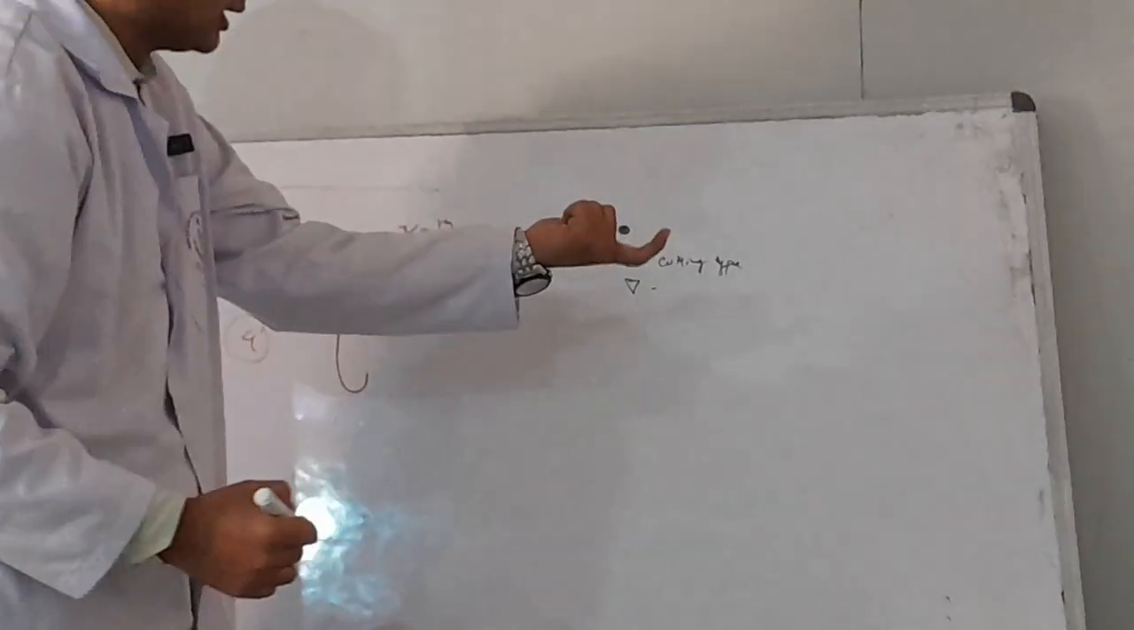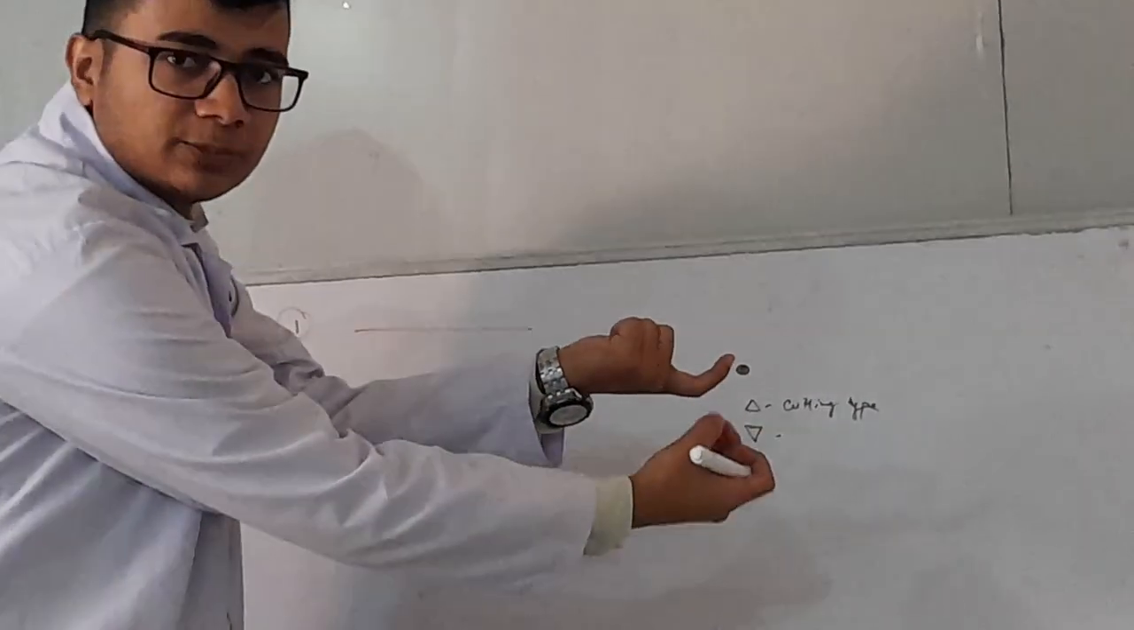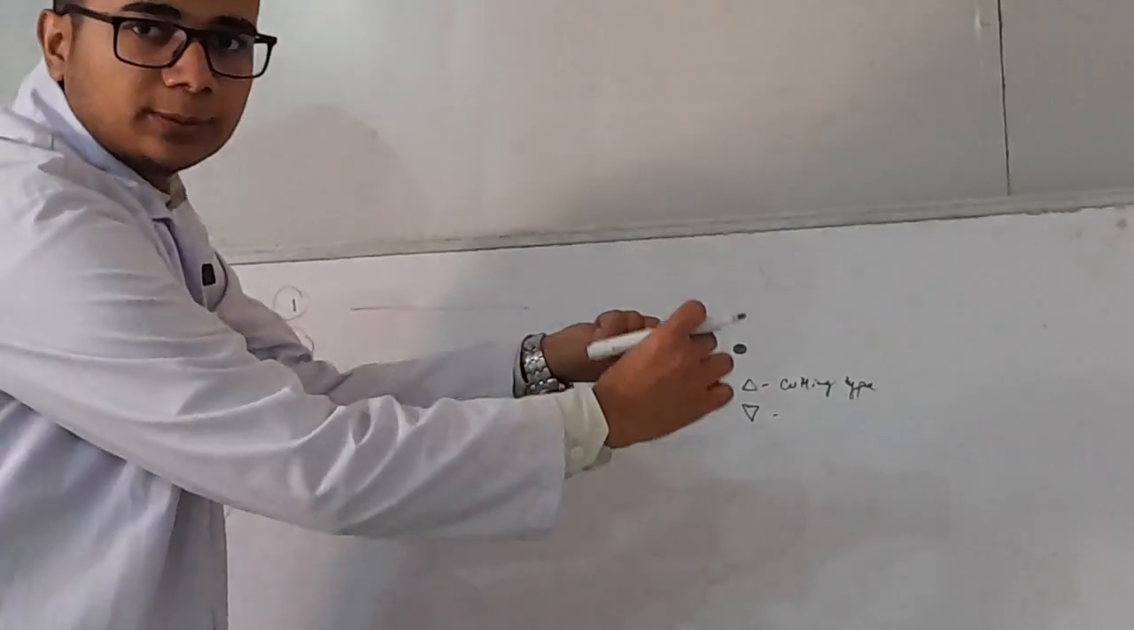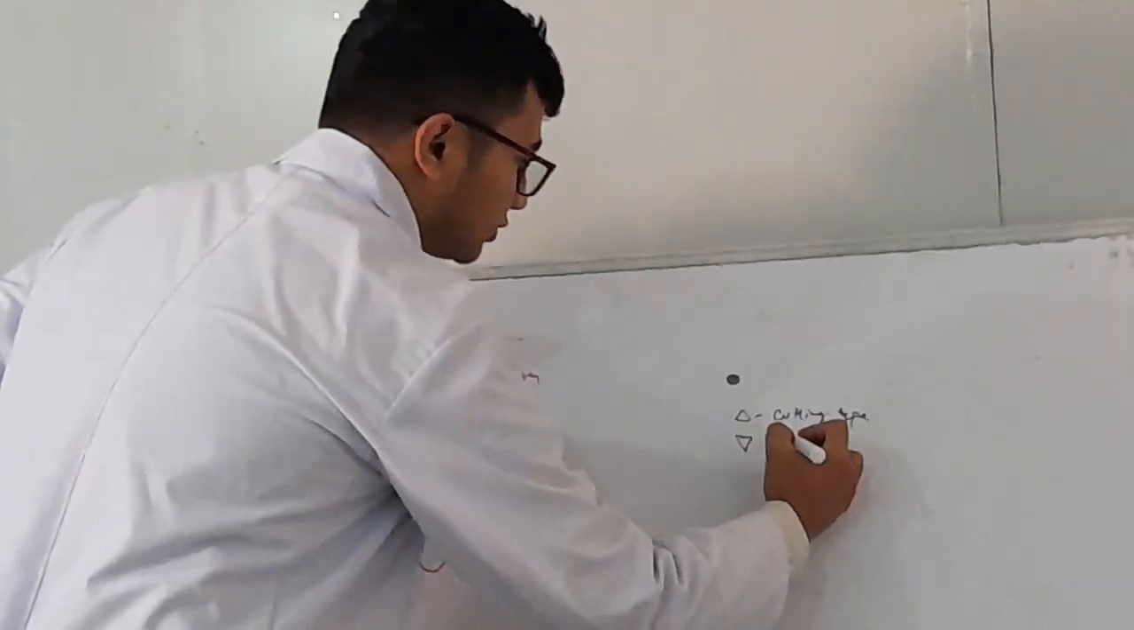Another we can see like this way. Suppose the suture needle is like this, but the conical portion is facing opposite to the inner surface of the needle. So this becomes reverse cutting.